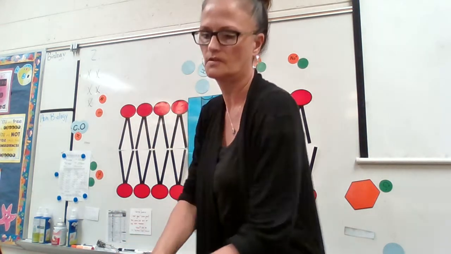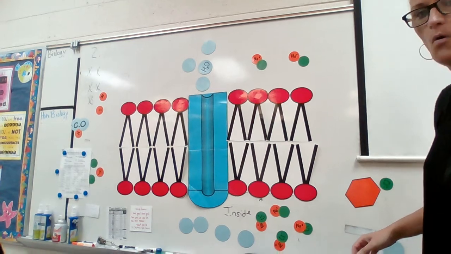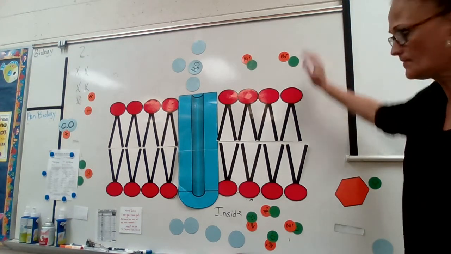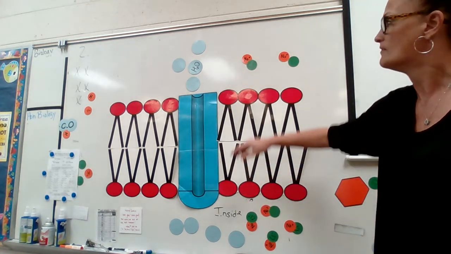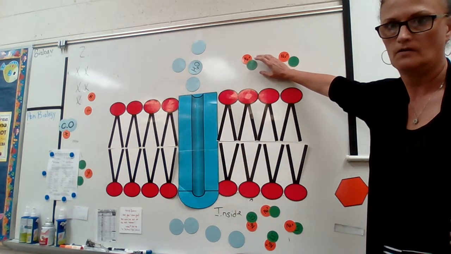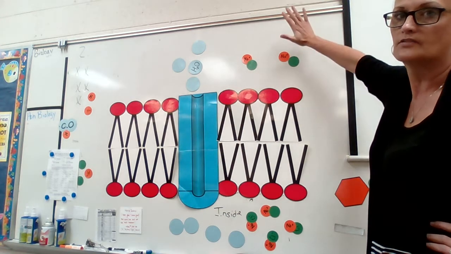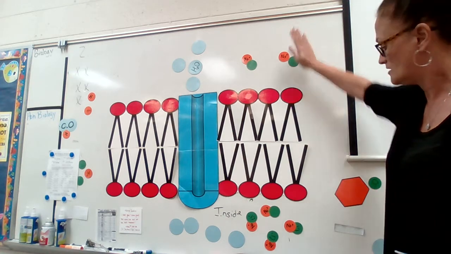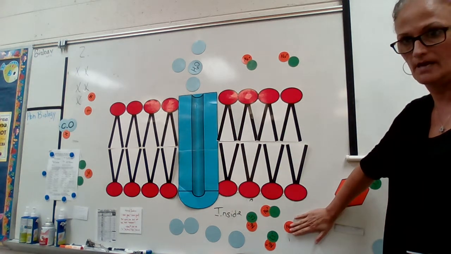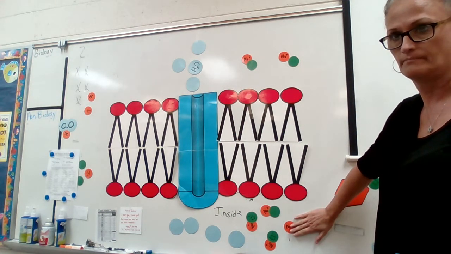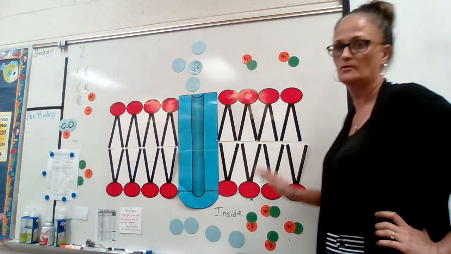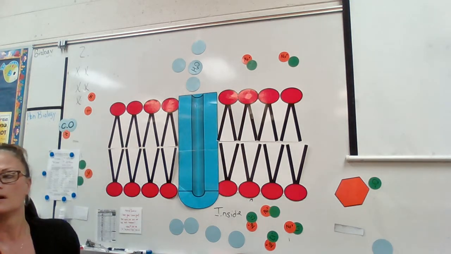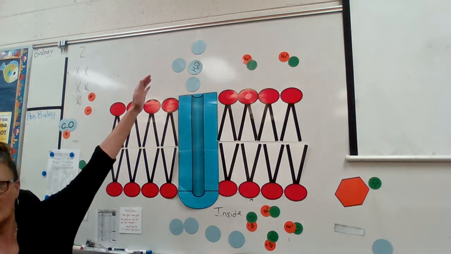Get this other stuff down so you don't get confused. I've got 4 down here. I only have 2 out here. This is inside my cell. This is outside of my cell. So in this case, the solution on the outside of the cell is hypotonic to the solution on the inside of the cell. Okay?